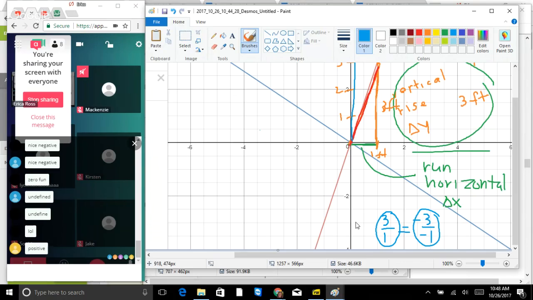So another way I could look at this is if I'm going down the hill. Let me change my colors here. So I'm going to look at this -3 over -1. Okay. I rise -3. So I go down -1, -2, -3. I rise -3, and then I run -1, and I'm still on my same slope.